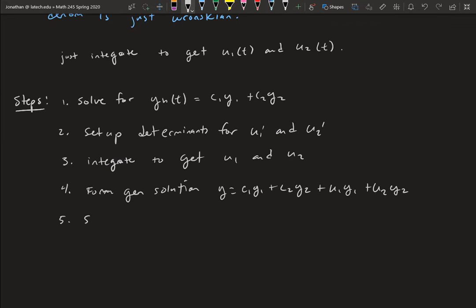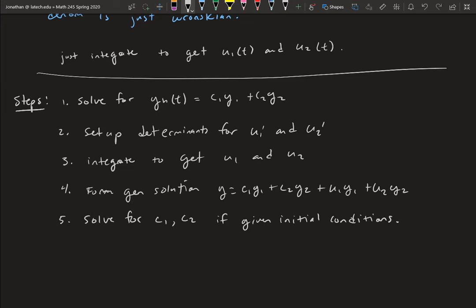And then step 5, solve for c1 and c2 if you have initial conditions, if given initial conditions. So this up here is basically the end of the derivation, and then this is the general variation of parameters solution method, the steps that you need to follow.